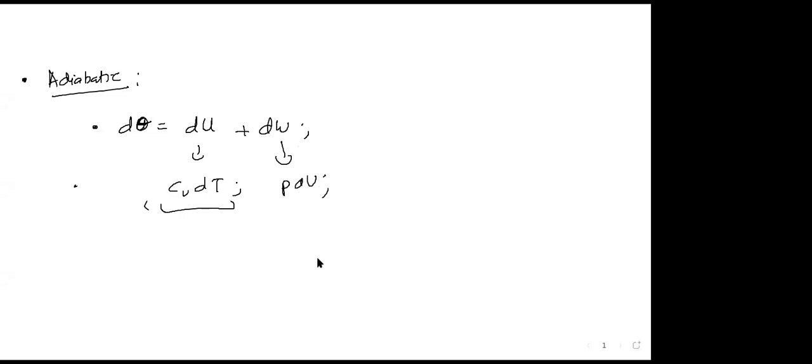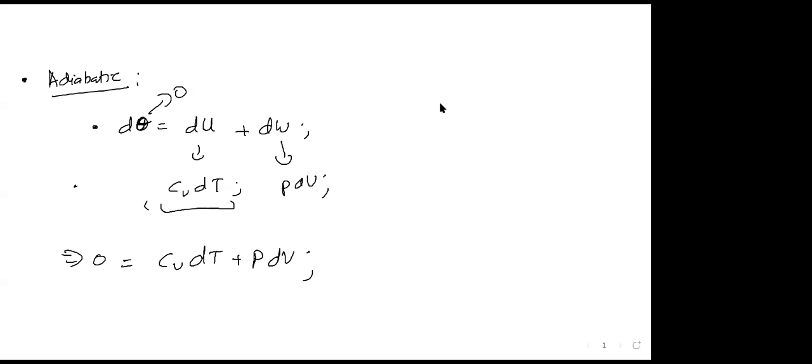Correct. Now for an adiabatic case, what do you know? You know that dQ is equal to 0, right? Since dQ is equal to 0, what do you have? We have 0 is equal to CV dT plus P dV. Correct? Yes, sir. Okay, lovely.